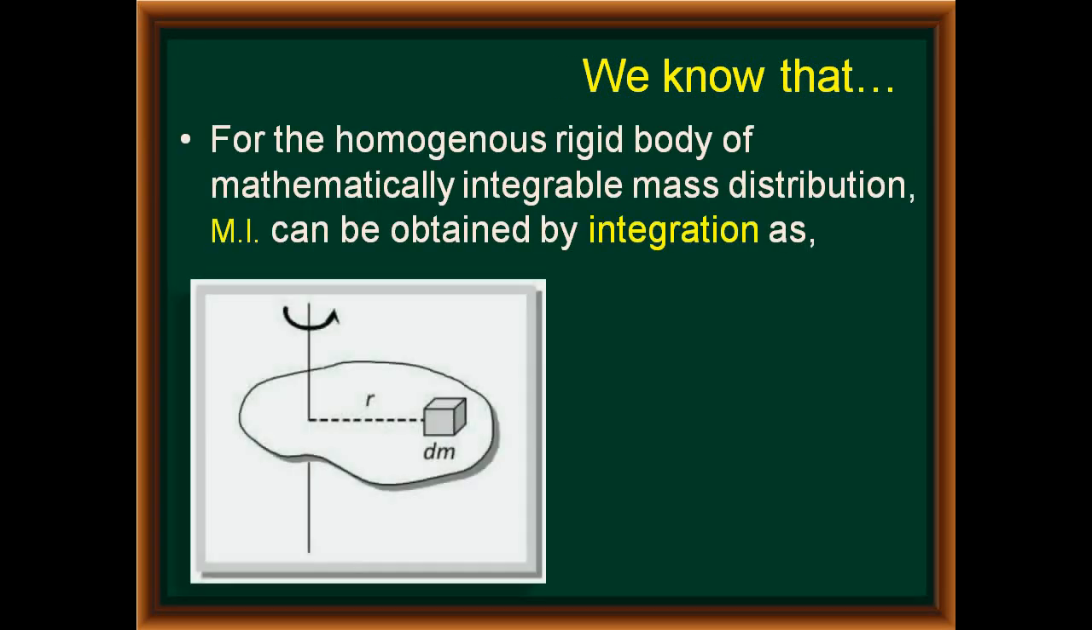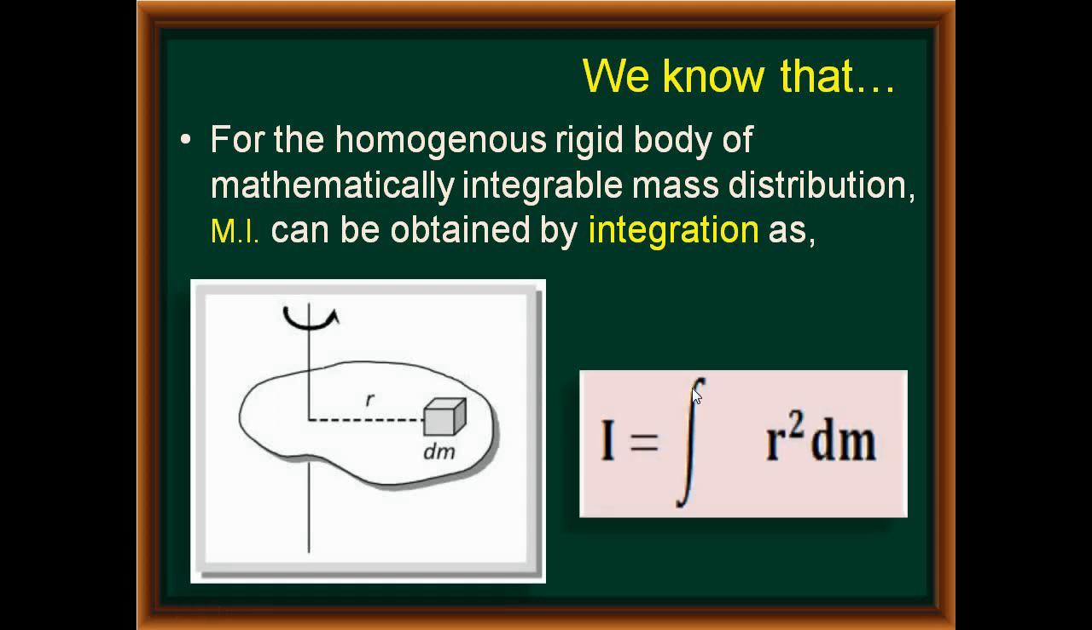This moment of inertia can also be explained as I equal to integration of r square dm. Now dm is the mass element of this laminar body. This laminar body is composed of small masses like dm. Here is one of the mass elements dm which is at a distance of r from the axis of rotation of the body.